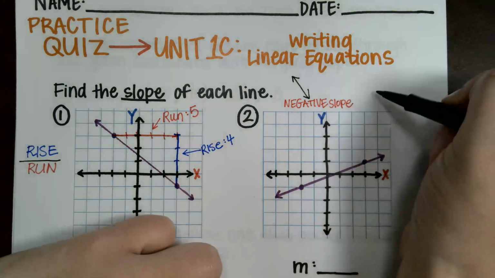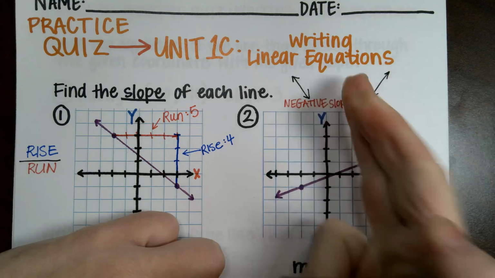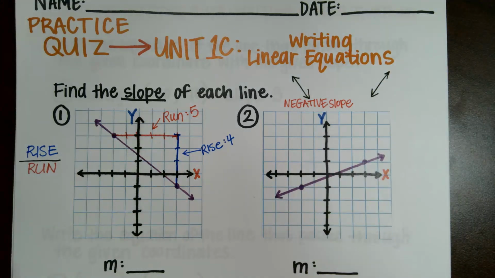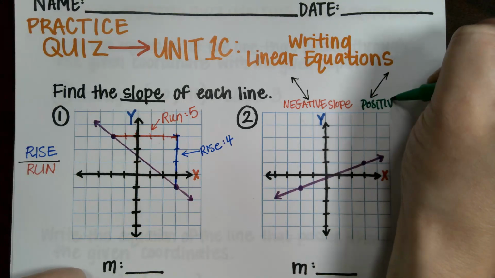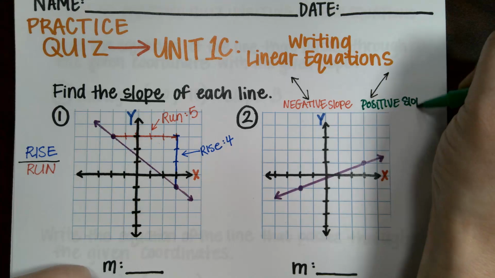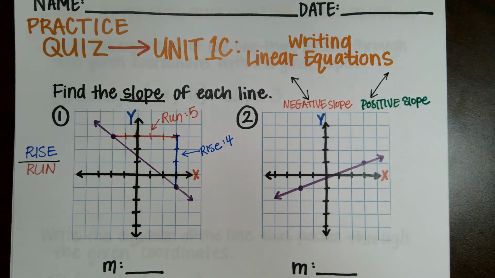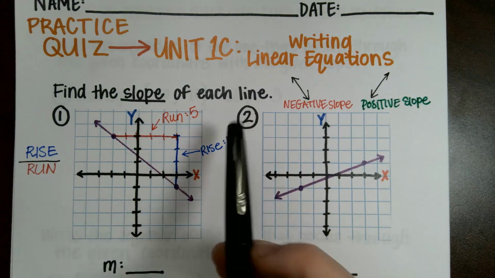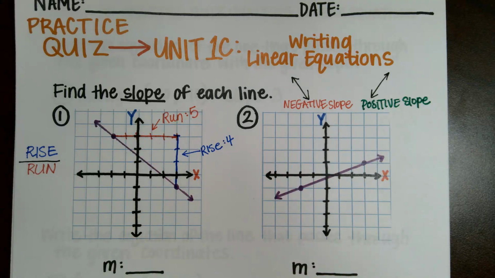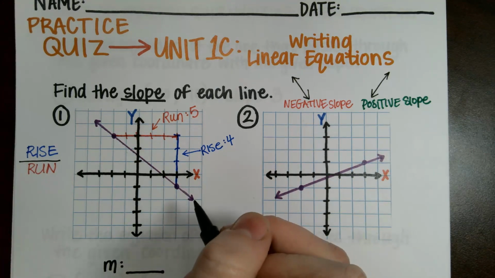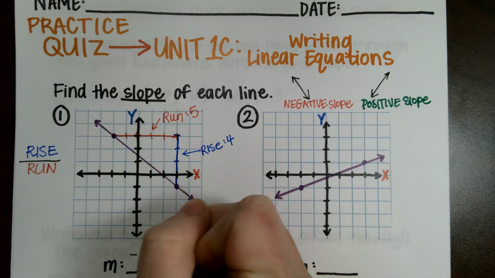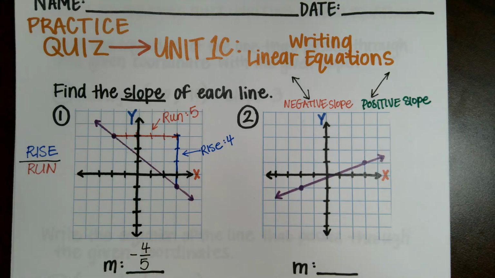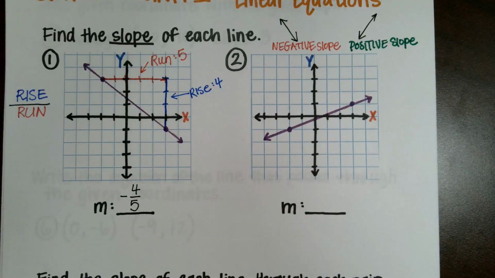If my line goes upward like this, from left to right, it points up, that's a positive slope. Okay, all right, so we got our rise over run, 4/5, and we said that it is positive or negative? Negative. So our answer would be negative 4/5. That's it, guys. Not too tricky. Any questions on number 1 before we try 2?